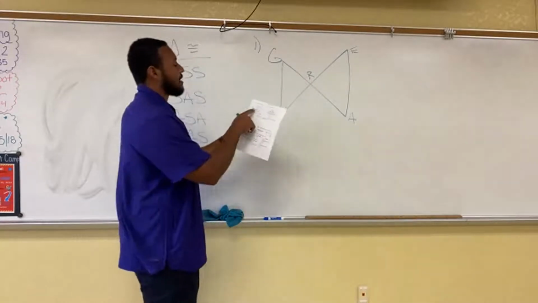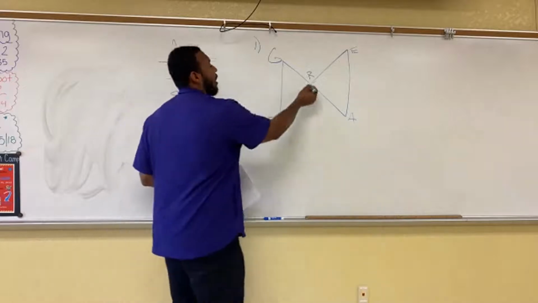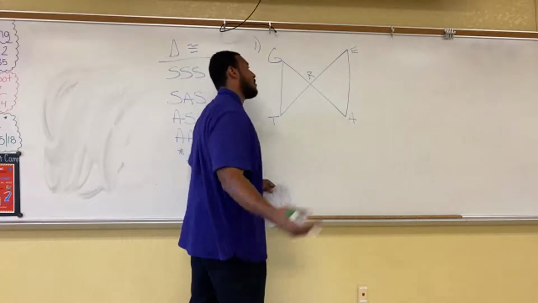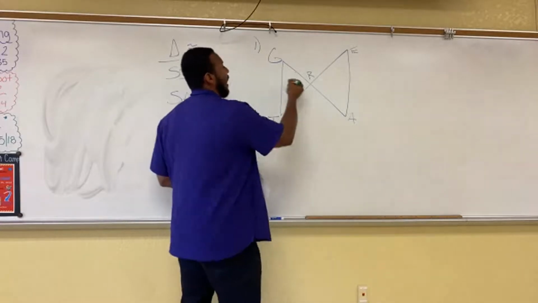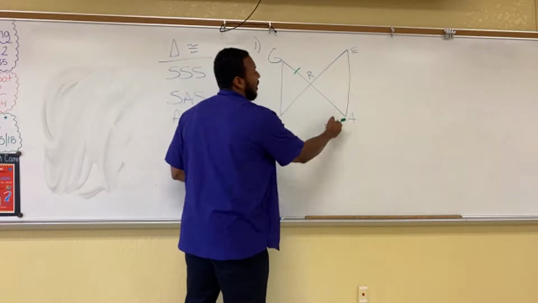So based off our directions, R is the midpoint of AG and ET. So that means R cuts AG in what? And what, guys? Half, right? So that means GR should be what to RA?